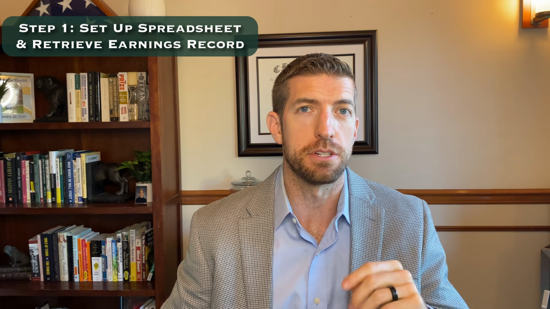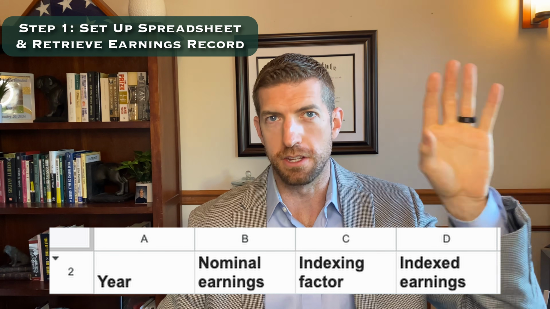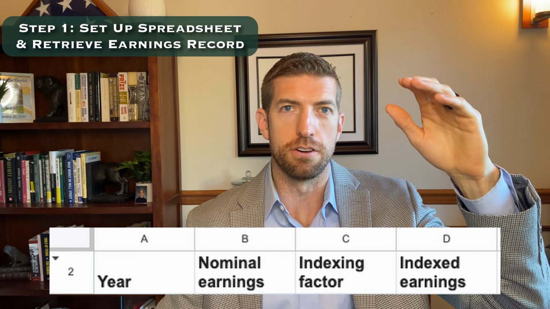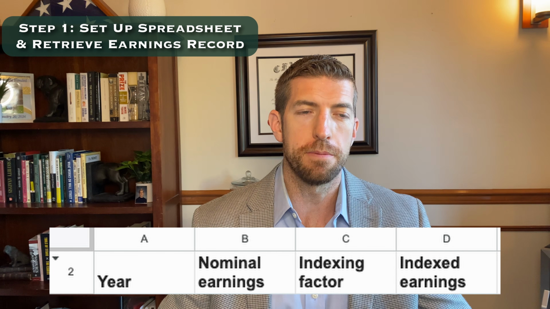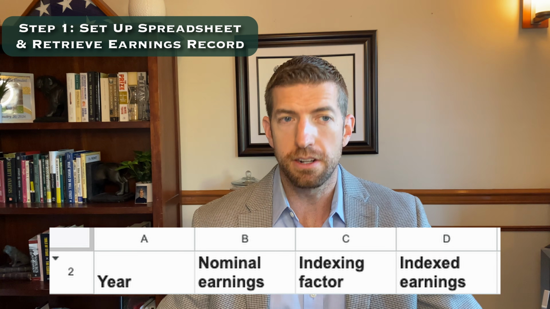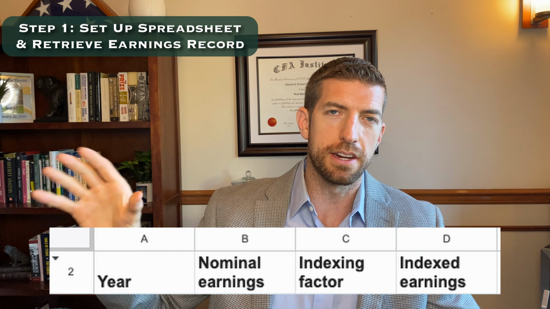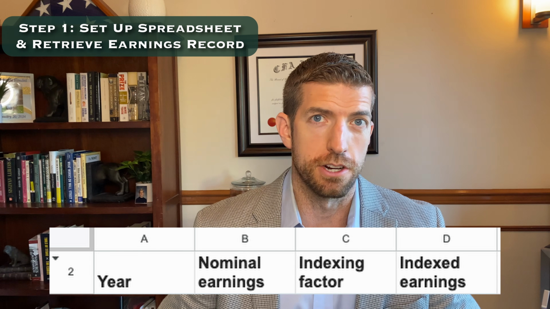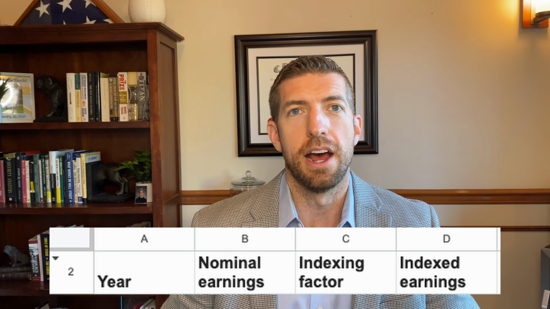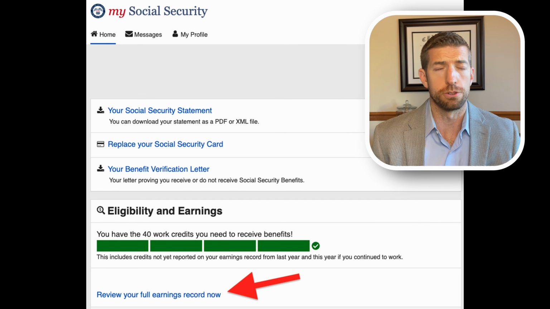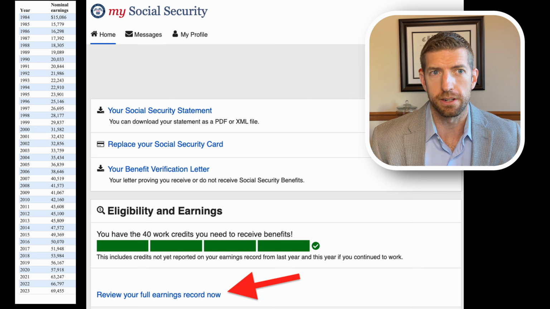First of all, I would set up a spreadsheet, and I would have the years and then your nominal earnings in the first column, then an indexing factor, and then your indexed earnings. Indexed earnings are basically your inflation adjusted earnings. Now, once we have your basic spreadsheet set up, we're going to go to the Social Security Administration website and retrieve your full earnings record. So this is going to give you all your historical earnings that they have on file for you.